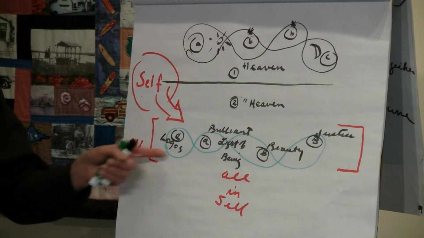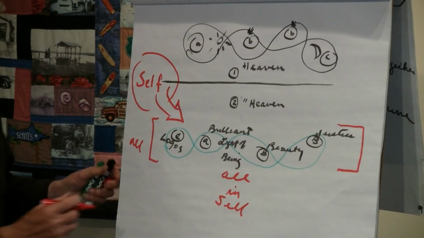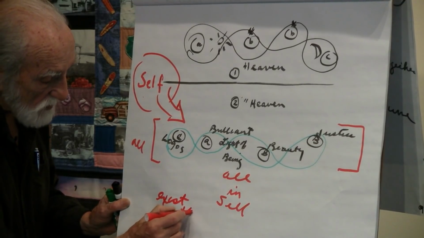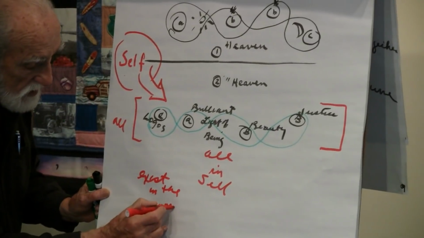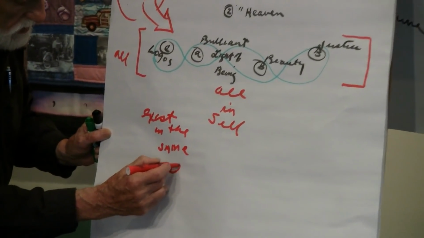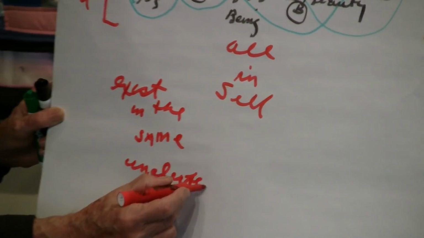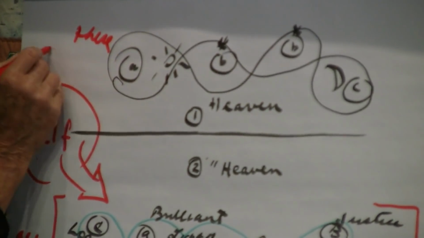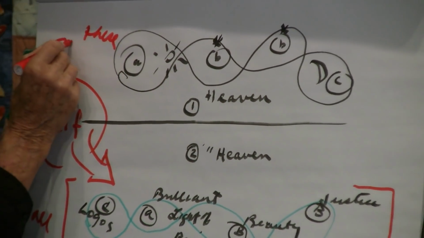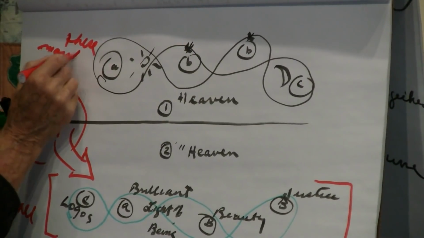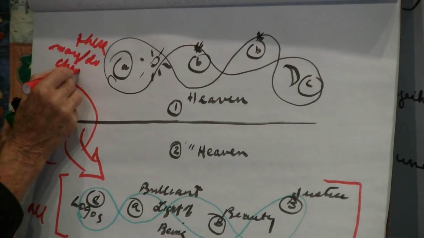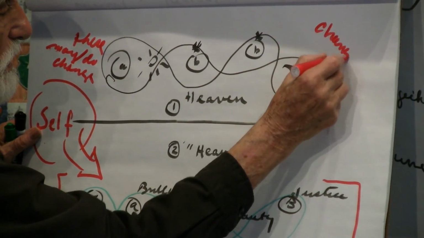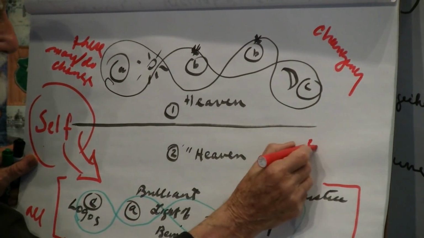Now, these always, he says, exist in the same unalterable way, while these may change or do change. So this is the changing heaven, and this is the unchanging.